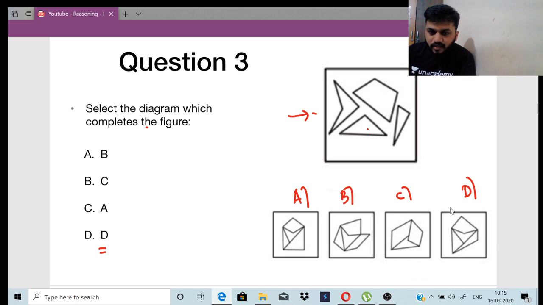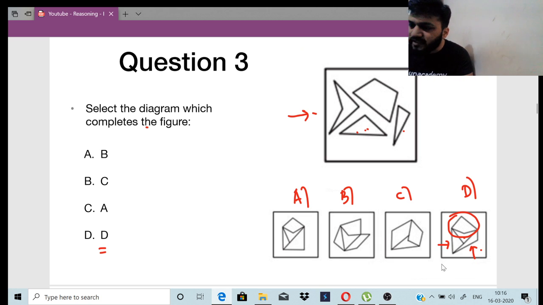See here, one triangle, this one comes here. This one comes here. This one, it is here, and this one is a trapezium. तो देखो ये कैसा है? How is this? It is like this. So option D.